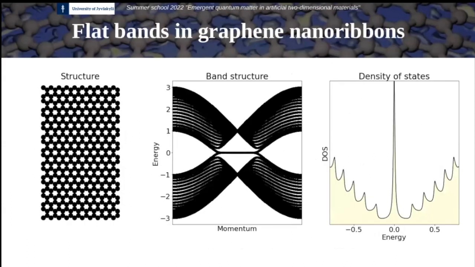Yes, the width is the difference between the top and the bottom. So let's say 10 nanometers or 15 nanometers or 20 nanometers and so forth. You always consider that the ribbon is infinite in the x direction. That is why you have a band structure with the momentum in the x direction, but then you can change how many atoms you have in the y direction. That keeps being flat when you increase the width.